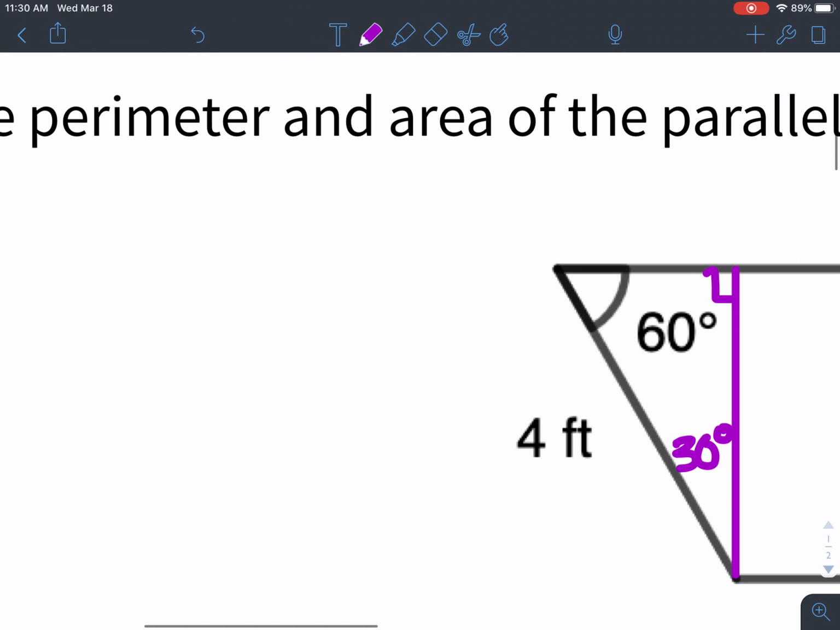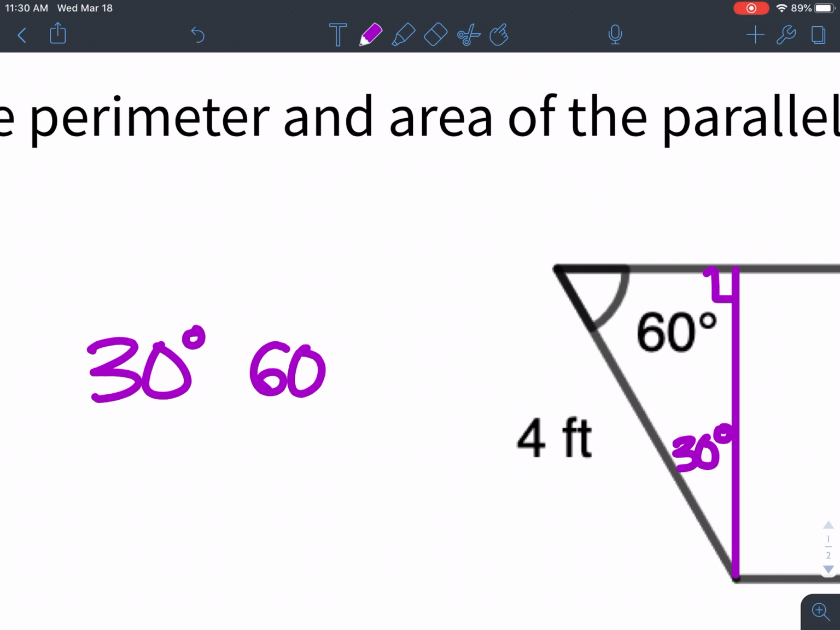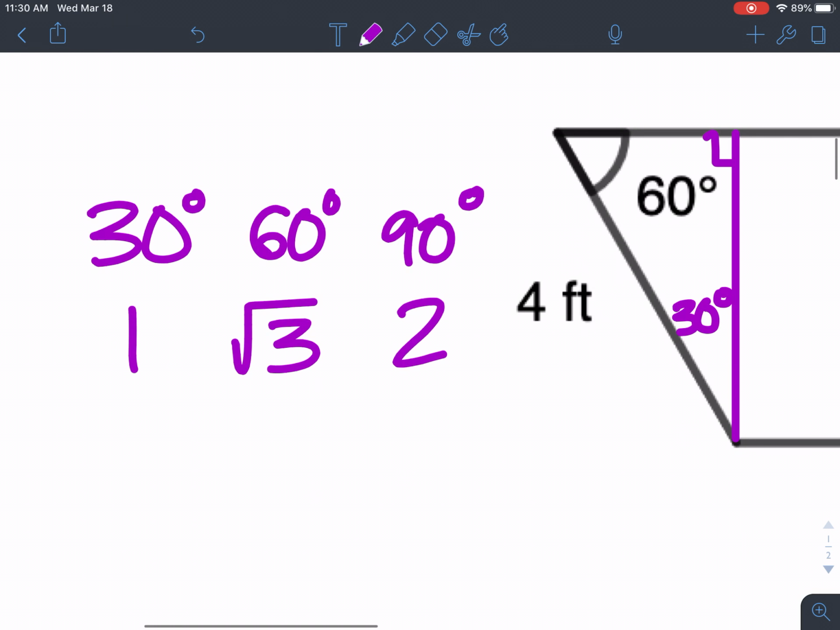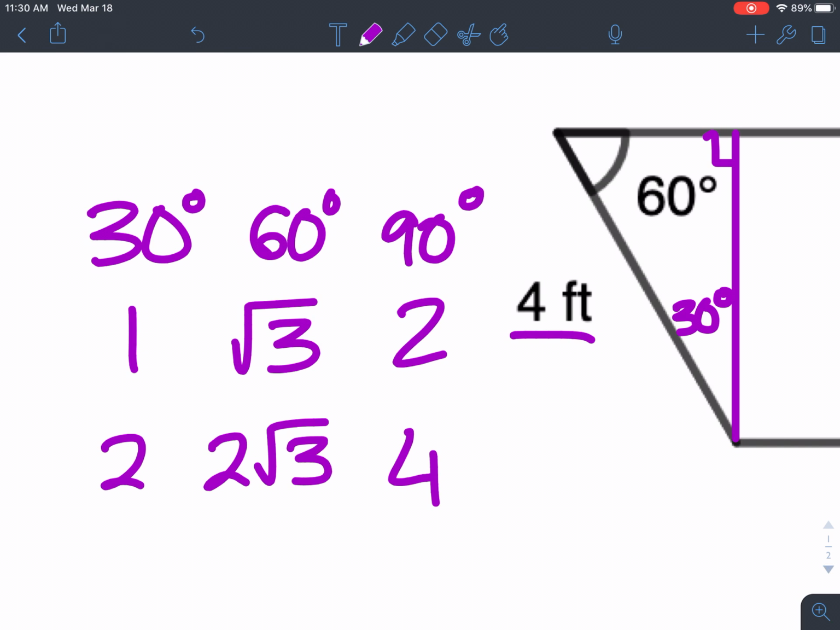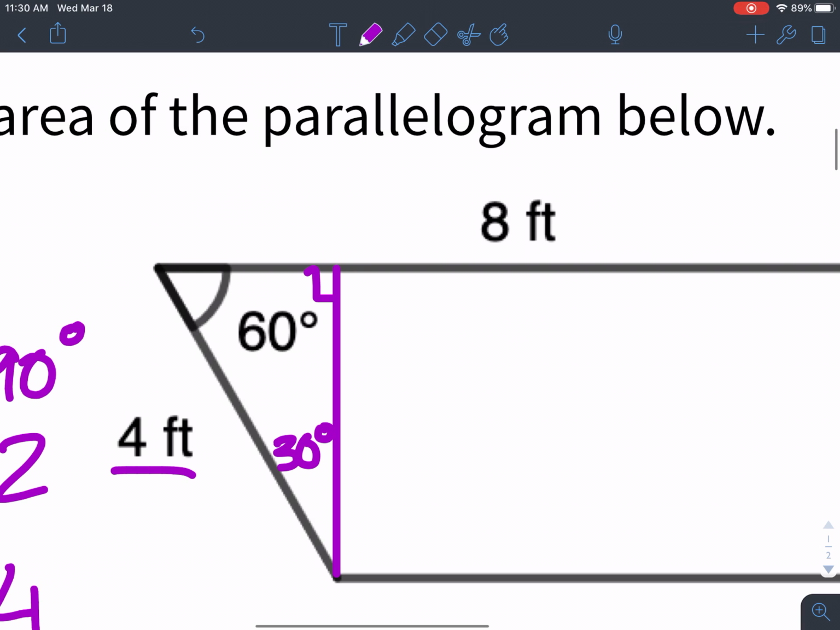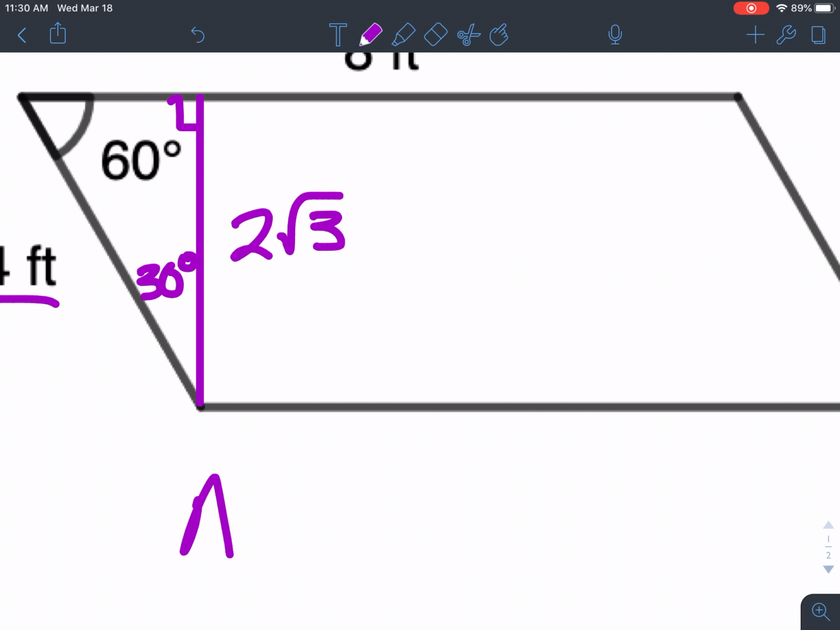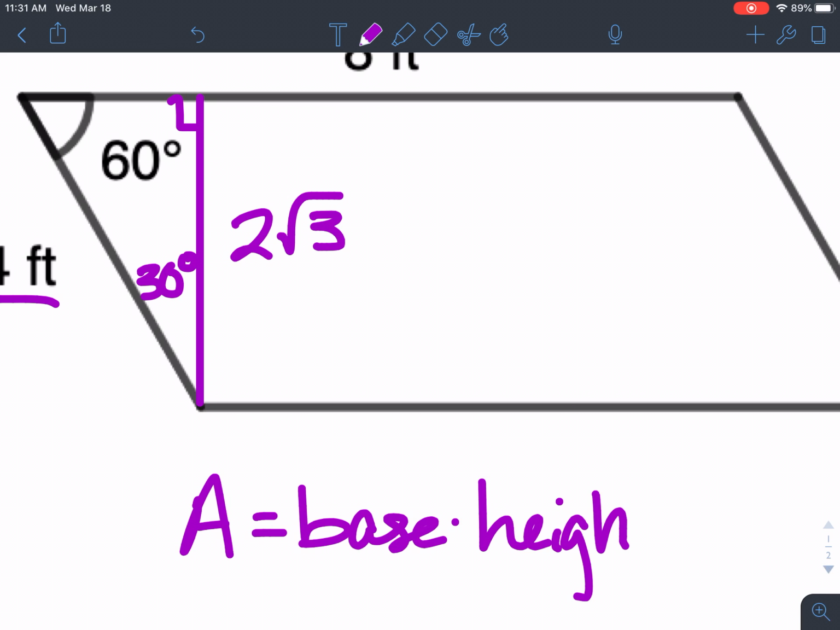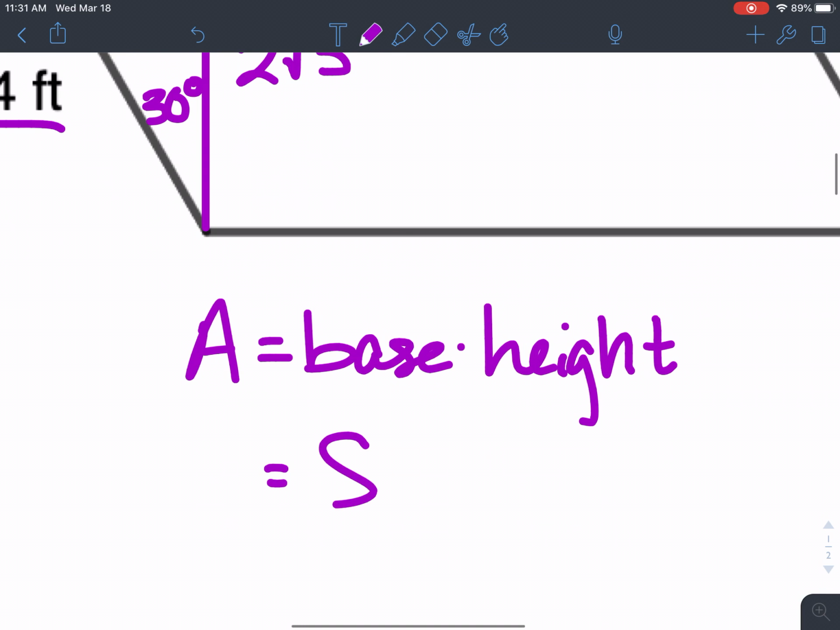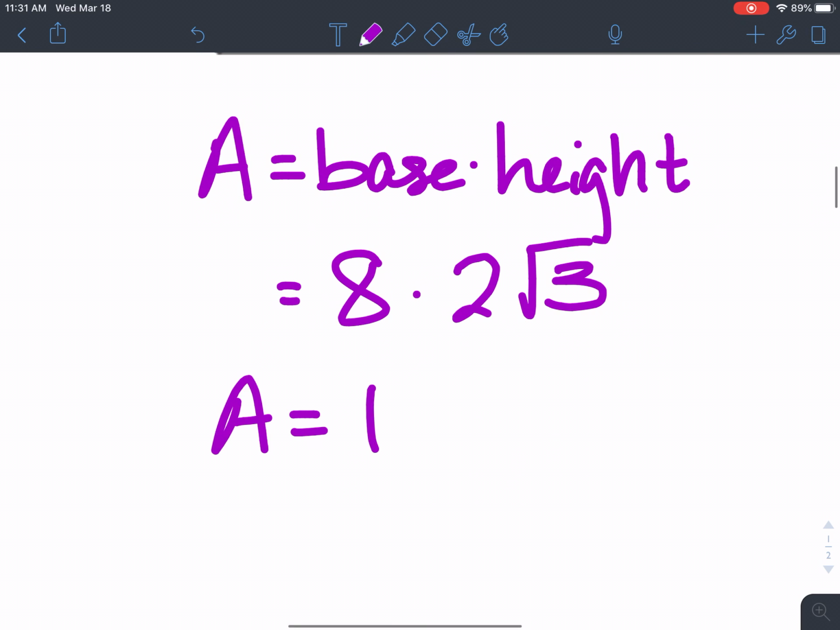Because in our 30, 60, 90, following the 1, √3 ratio, we have the 4 feet across from our 90-degree angle, that means that we have 2 and 2√3 in our 30 and 60. Across from the 60, 2√3, which is our height. And the total area, which is equal to base times height, total area of our parallelogram is 8 times 2√3. The area is equal to 16√3.